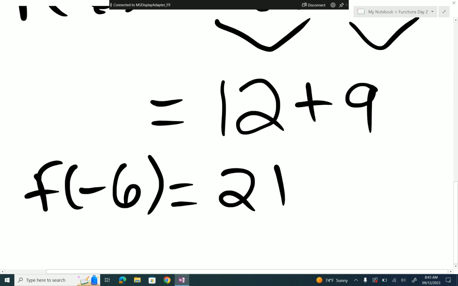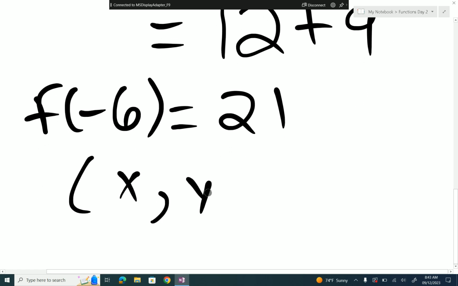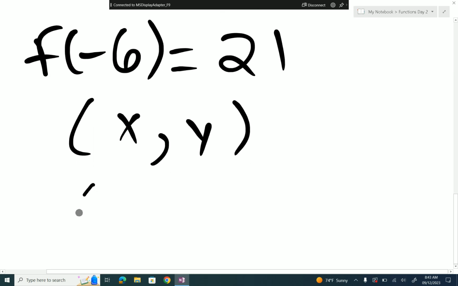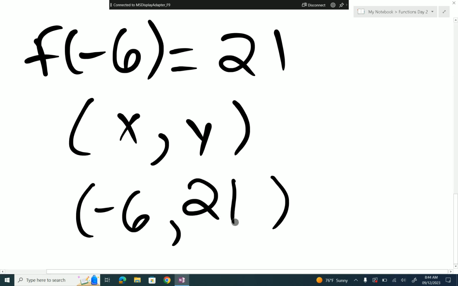Does anybody know, by raising their hand, how I would write this as an ordered pair? How would I write this as x comma y? What's my x value, Michelle? 12 is your x value and 9 is your y value, right? So which one's my x value? 21. -6 is my x value, and 21 is my y value. So I put in my input, my -6, and it spit out my 21.